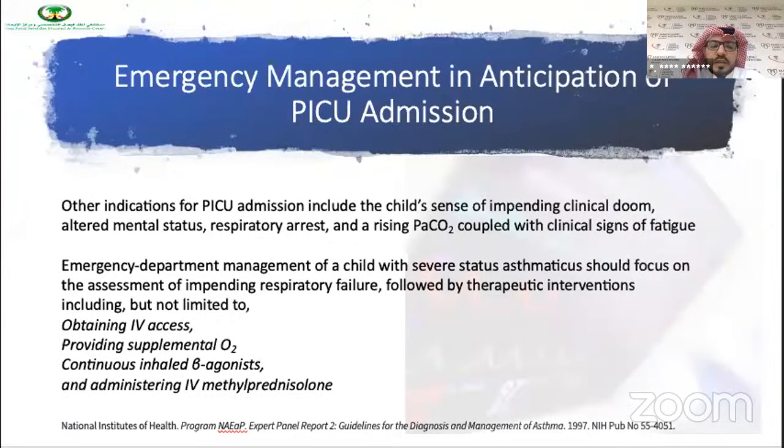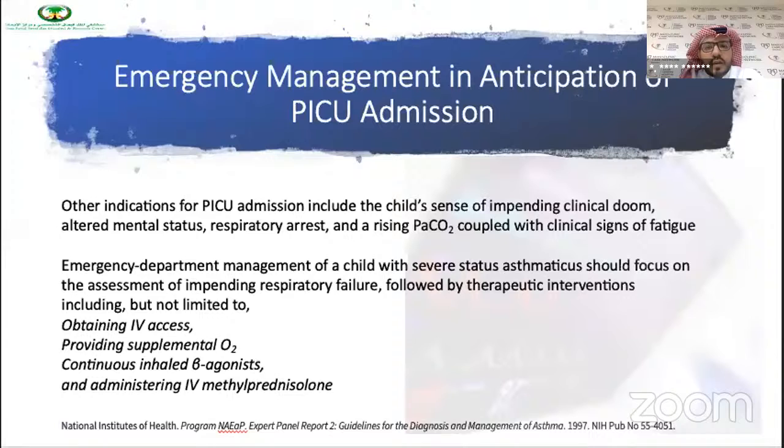By recognizing such severely ill patients with severe status asthmaticus and providing rapid and aggressive care, an emergency department can interrupt the cycle of progression of air trapping, air hunger, and respiratory fatigue, and also prevent those patients from getting intubated and placed on mechanical ventilation.